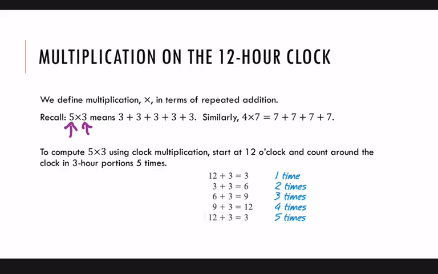All right, so 5 times 3 in clock multiplication, we start at 12 o'clock. That's kind of your base starting time, right? And then you would count around the clock in 3-hour portions 5 times. Okay, so 12 plus 3 is 3 o'clock, 3 plus 3 hours is 6 o'clock, et cetera, counting by threes. And you end up at 3 o'clock, right? So 5 times 3 is 3 plus 3 plus 3 plus 3 plus 3, and that equals 3.